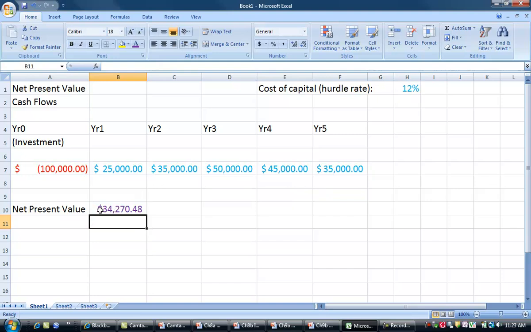We're left with a positive net present value in this case of $34,270, which tells us that yes, we earned at least 12% on the investment. Now, do we know what the exact percentage was that we earned on the investment? No, we do not know that just yet. But we do know that we earned at least 12% because this number is positive.